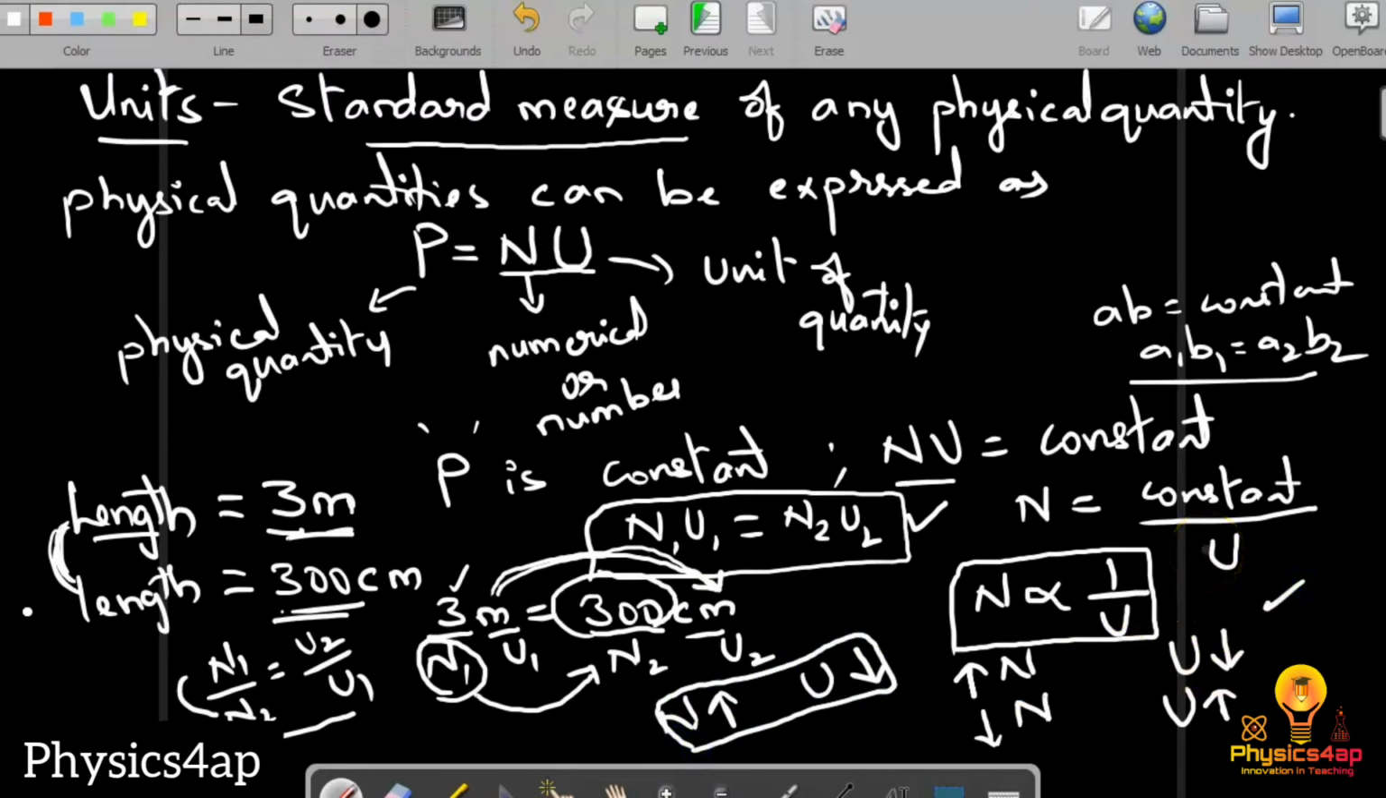ఓకే, so that is what we call the mathematical expression of a physical quantity. So another one more best example, ఇంకొక బెస్ట్ ఎగ్జాంపుల్ గా ఏం చెప్పుకోవచ్చు ఒకసారి చూద్దాం.